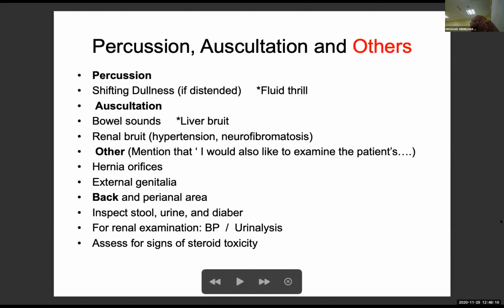So you are not finished. You introduce yourself and observe, start from peripheral and go to the organ, and you did again inspection, palpation, percussion, auscultation. You must ask yourself what other, like if we suspect bilateral edema, we must check for hernia, for abnormal genitalia, for the back, even the diaper for small babies, and others. Okay, next.